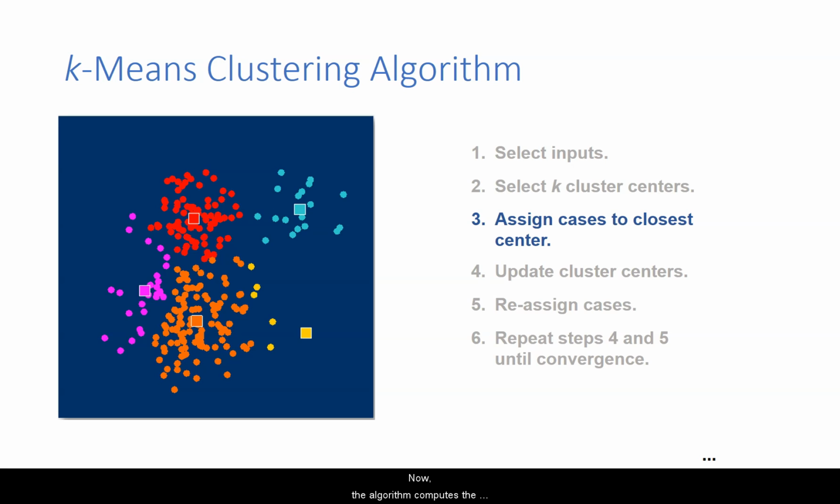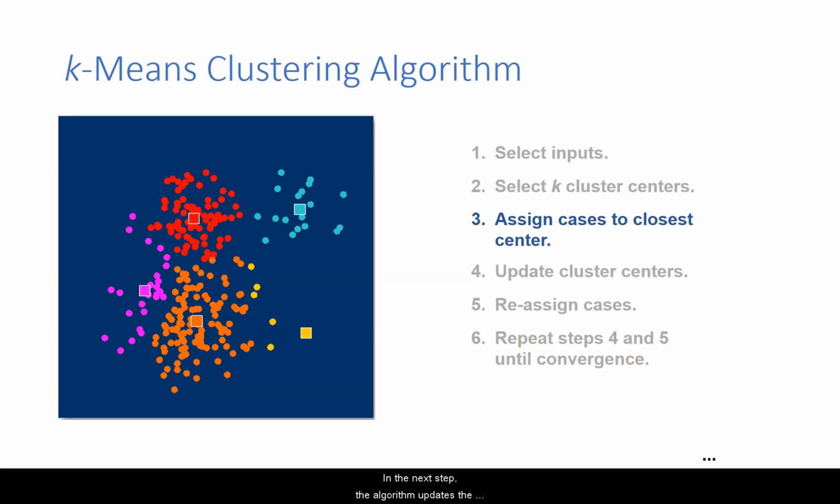Now the algorithm computes the Euclidean distances between each observation and each cluster center, and then assigns the observations to their closest cluster centers. As you can see, 5 clusters were formed, shown in 5 different colors. Please pay closer attention to the yellow cluster. It seems to be the smallest cluster of all, with only a few observations. And the current cluster center is to the right of all the observations that belong to the yellow cluster.